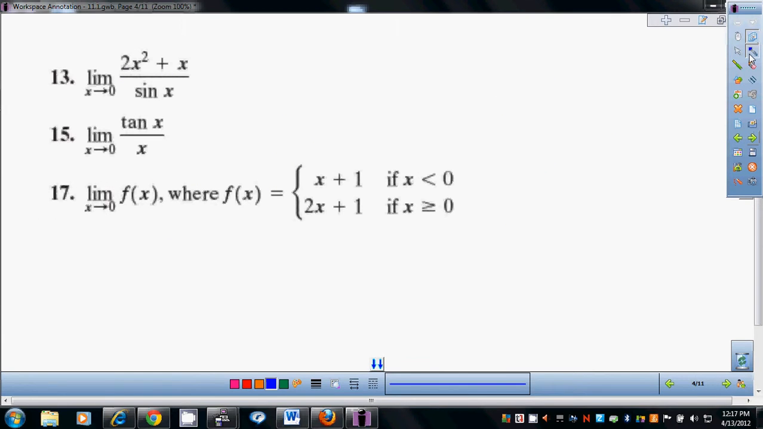But anyway, that's why it's chapter 11. All right, same thing here. You plug in 0 for x, you get 0 plus 0 over 0, which is impossible. So you have to go to your calculator.